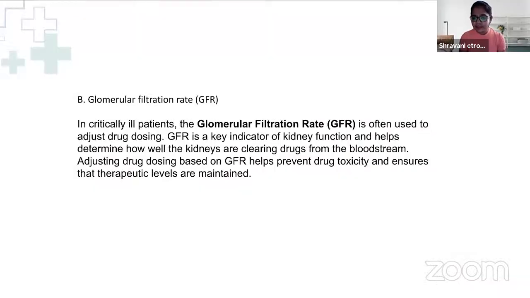In critically ill patients, the GFR is often used to adjust the drug dosing. GFR is a key indicator of kidney function and helps determine how well the kidneys are clearing drugs from the bloodstream. Adjusting the drug doses based on GFR will help prevent toxicity and ensure that the drug remains within the therapeutic range. So I think this is completely clear.